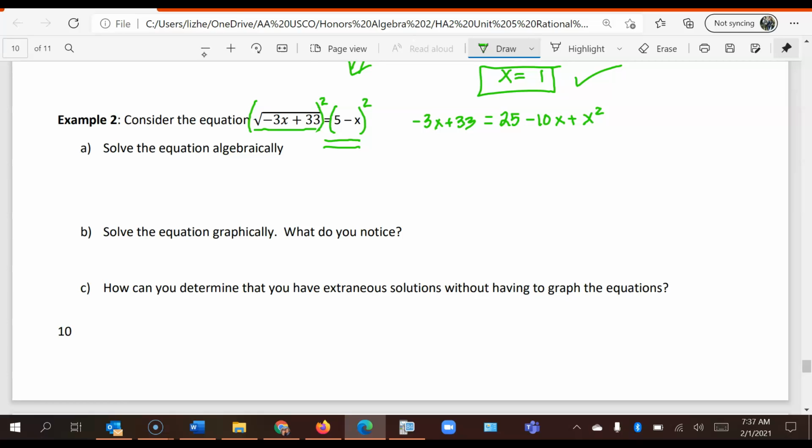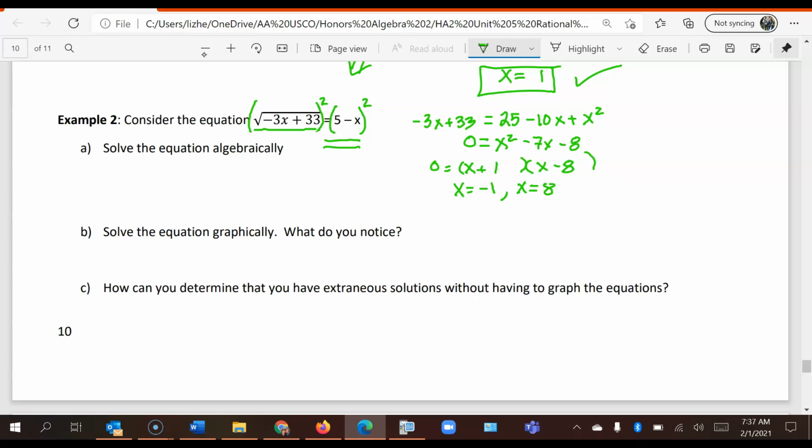So since my x squared is positive over there, I'm going to go 0 equals x squared comes first. I had a negative 10. I'm going to add 3. That gives me a negative 7x. I had a 25. I'm going to subtract 33. That gives me a negative 8. So there's my quadratic. Now I try to factor it. And I have x plus 1, x minus 8. Therefore, x equals negative 1 and x equals 8.